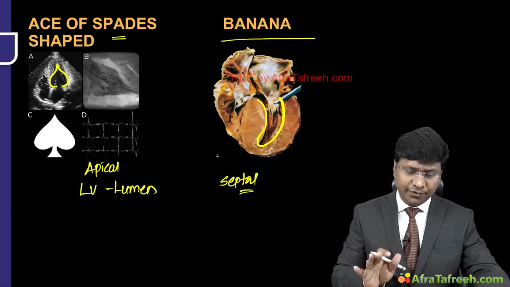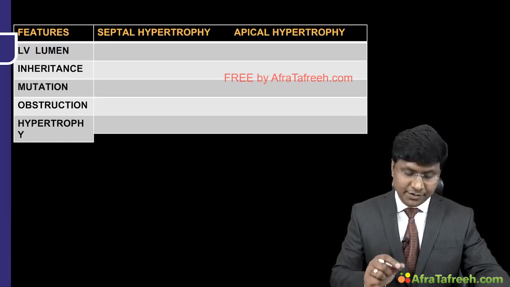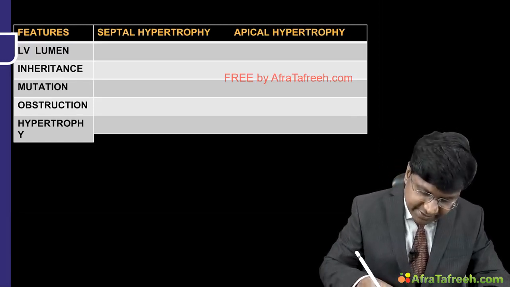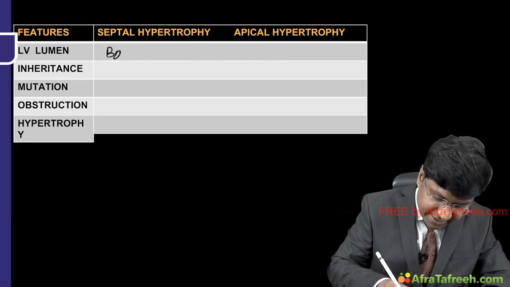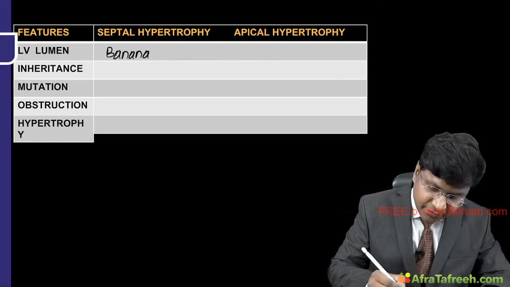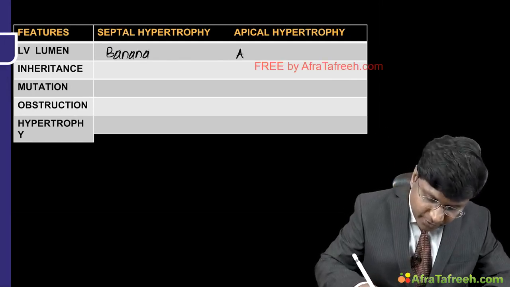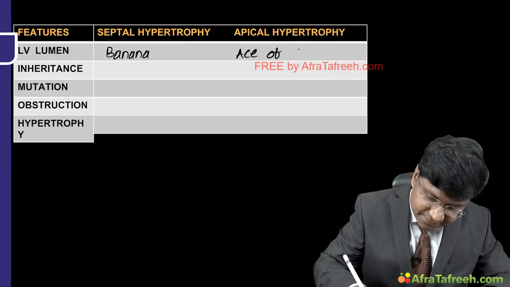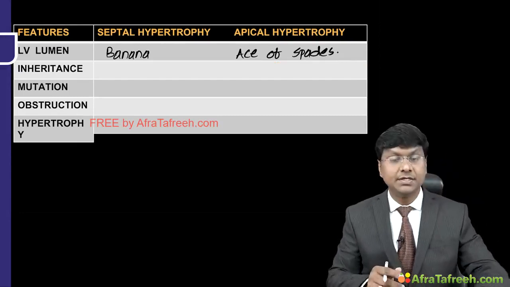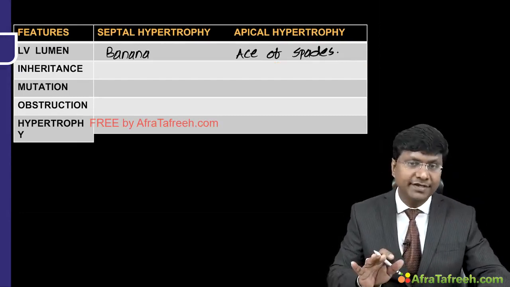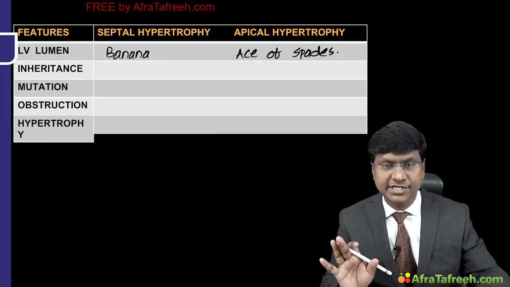Now, let me tell you a few differences between septal hypertrophy and apical hypertrophy. First and foremost, just now we were discussing the shape of the LV lumen. In septal hypertrophy, it is the banana-shaped left ventricle, whereas in apical hypertrophy, the shape of the left ventricle will be in the form of ace of spades. Now, take inheritance. Both of them have autosomal dominant inheritance. There is no change in that.